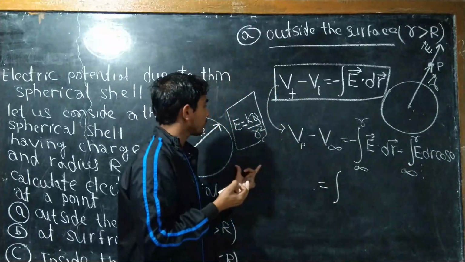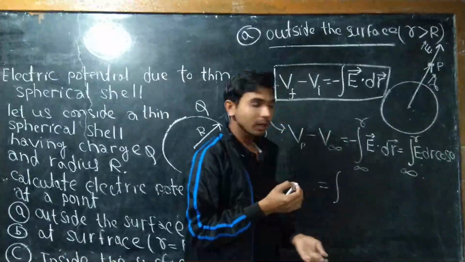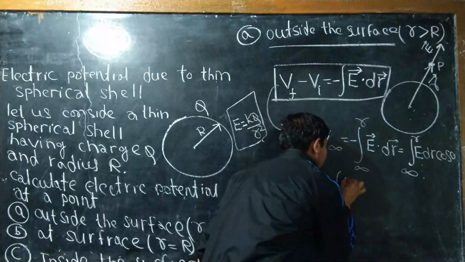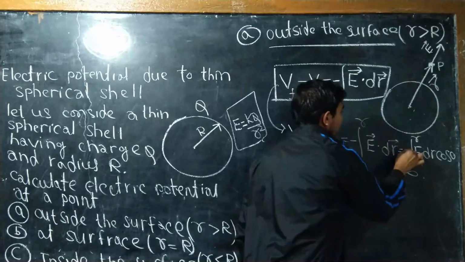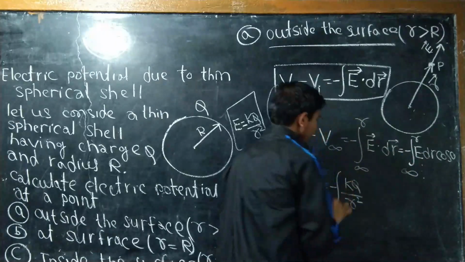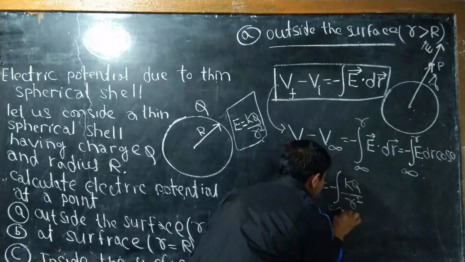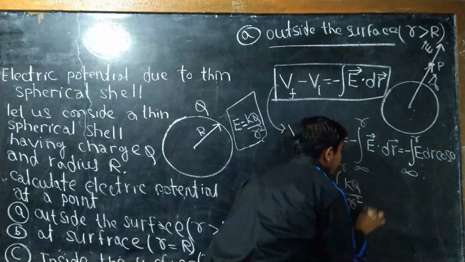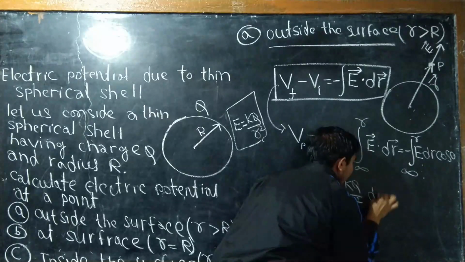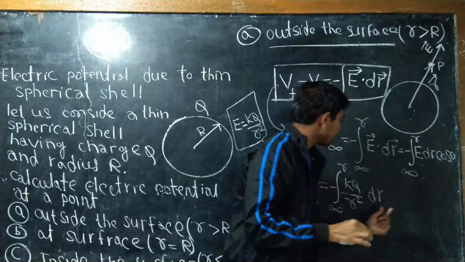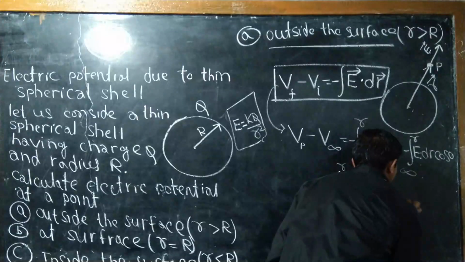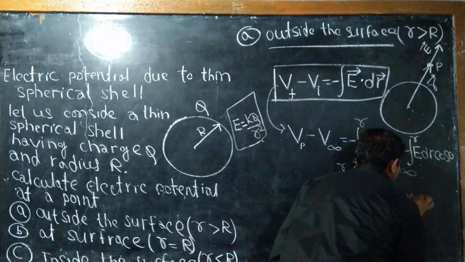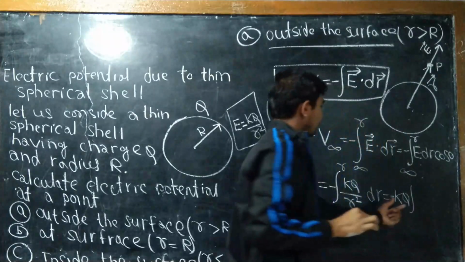So we have to substitute the value of this one here, right? So kq by r square, here minus will come, okay? kq by r square, lower limit to upper limit, and dr cos 0 is 1, so I am not writing that, okay? So kq is constant, so that comes out.